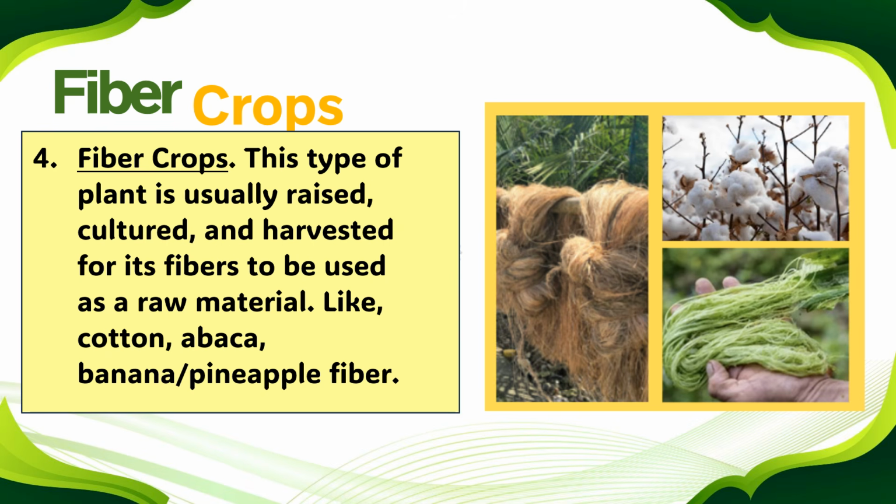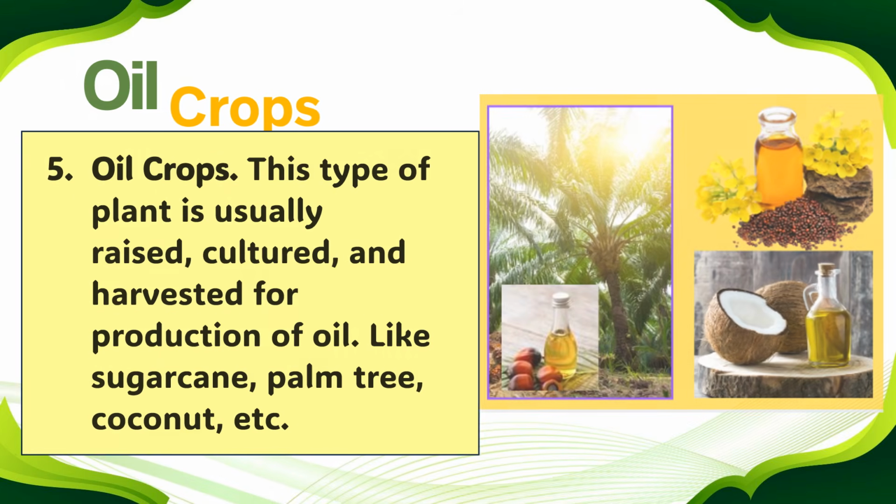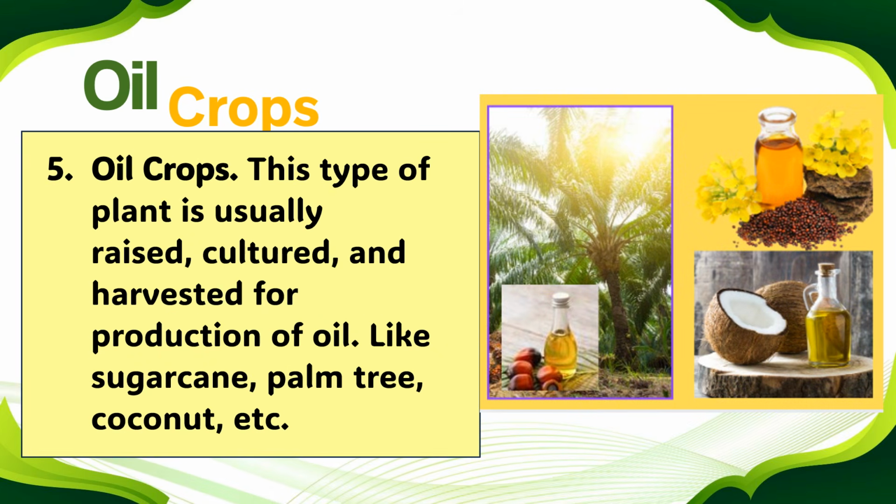The fiber crops. This type of plant is usually raised, cultured, and harvested for its fibers to be used as a raw material, like cotton, abaca, banana, and pineapple fiber. The oil crops. This type of plant is usually raised, cultured, and harvested for production of oil, like sugarcane, palm tree, coconut, etc.